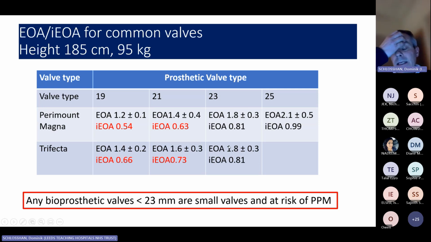So again, a clear message is, if you ever scan people with valves smaller than 23 millimeters, you will, before you scan the person, expect slightly higher gradients, unless the patient is small. But in a bigger person, you'd be surprised not to find higher gradients. All valves smaller than 23 millimeters are usually at risk of a prosthesis patient mismatch, and are also called small valves in the literature. Again, the surgeon won't always agree with you, but that is fact.